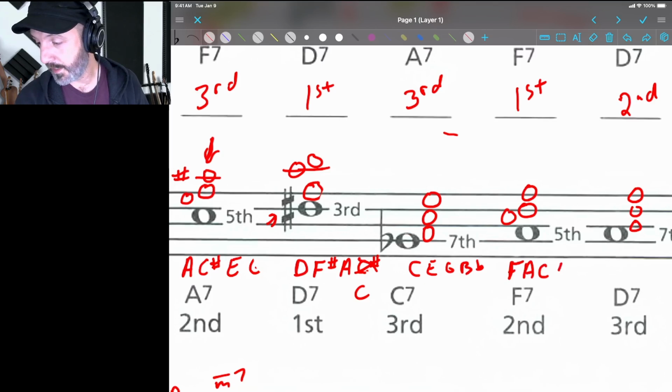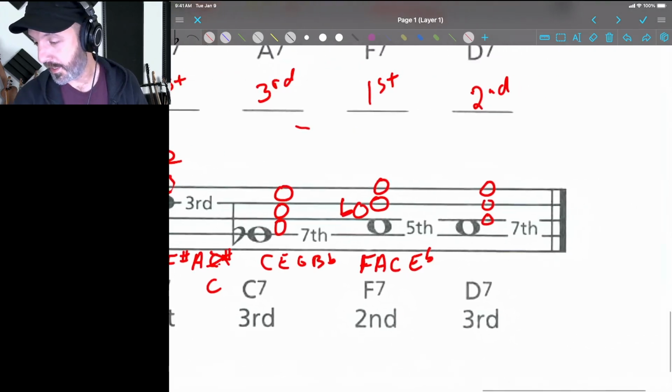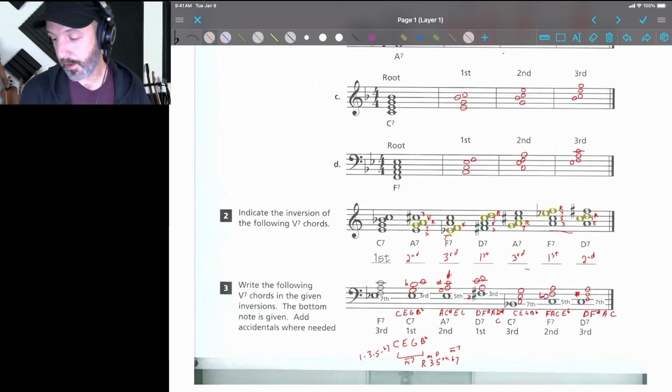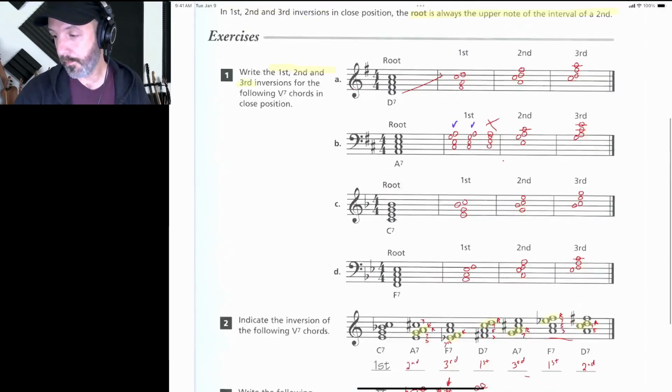A, F, C, E would be the major seventh. So to flat it, we're going to make that an E flat. There's your E flat. On with our day. D7, D, F sharp, A, C sharp, but we're going to change that. We're going to flat it to C natural. So all we need is an F sharp. There you go. It's a bit of a whirlwind, but we're getting through it.